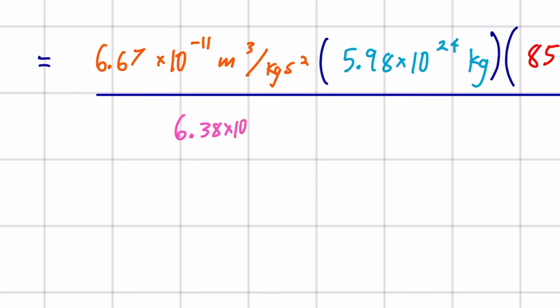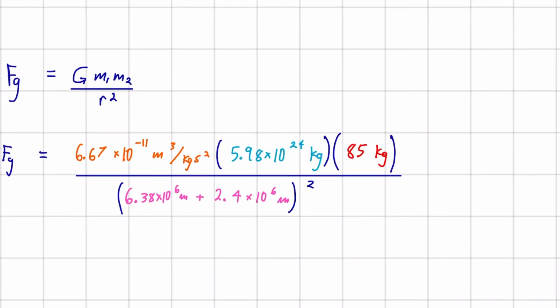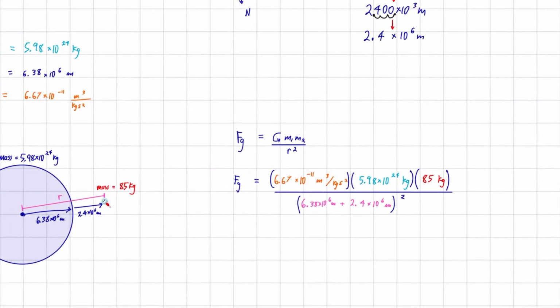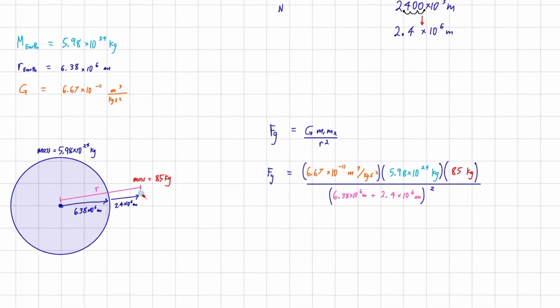6.38 times 10 to the 6 meters plus 2.4 times 10 to the 6 meters. And remember, this is our r squared. And I might as well put brackets around this. So I hope you can all follow along so far. This formula here we've brought down and just plugged in all of our known values.